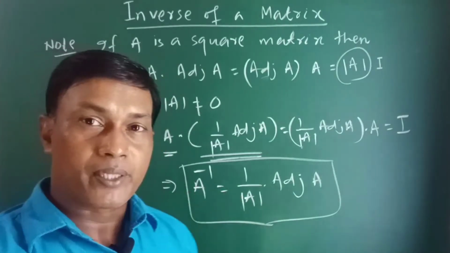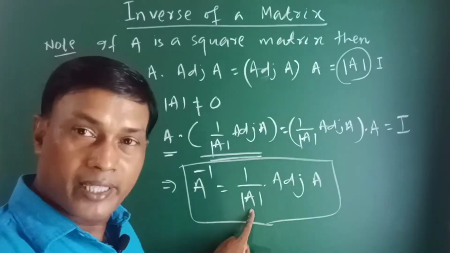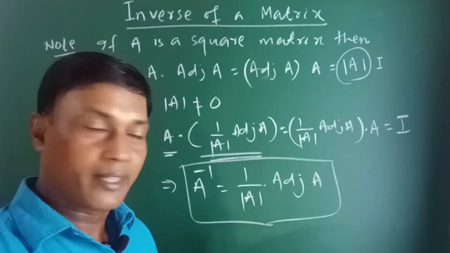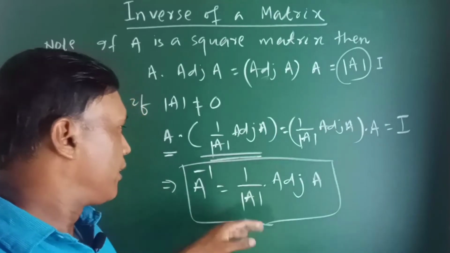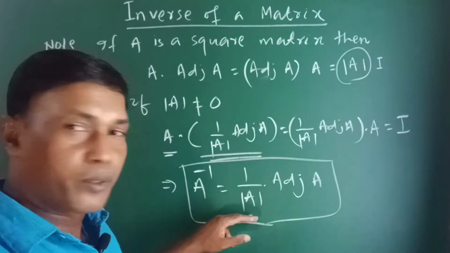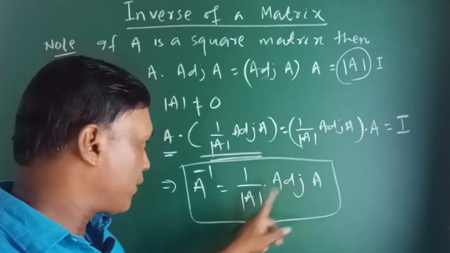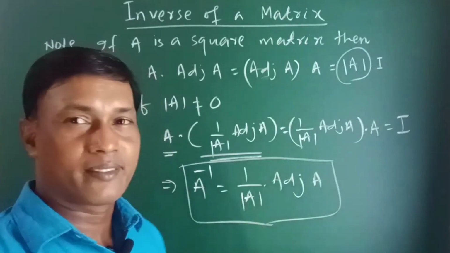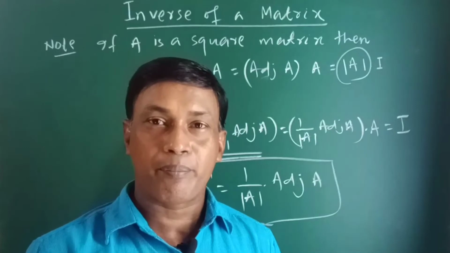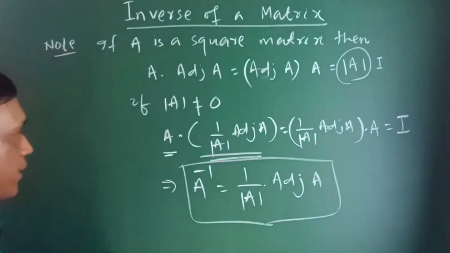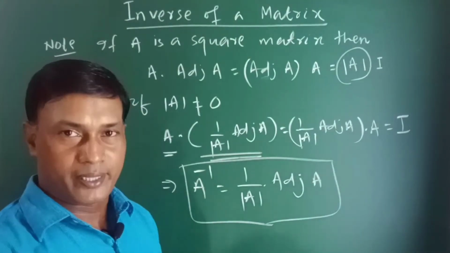So what is the formula for A inverse? Adjoint A by determinant A. What will we do first? We will test the determinant. If the determinant is 0, A inverse does not exist because the denominator cannot be 0. Next, what will we find first? First find determinant A, then find adjoint A. Adjoint A by determinant A is the A inverse. So this is the formula to find A inverse with the help of a determinant. Here is one condition: if determinant A is 0, then the inverse does not exist.